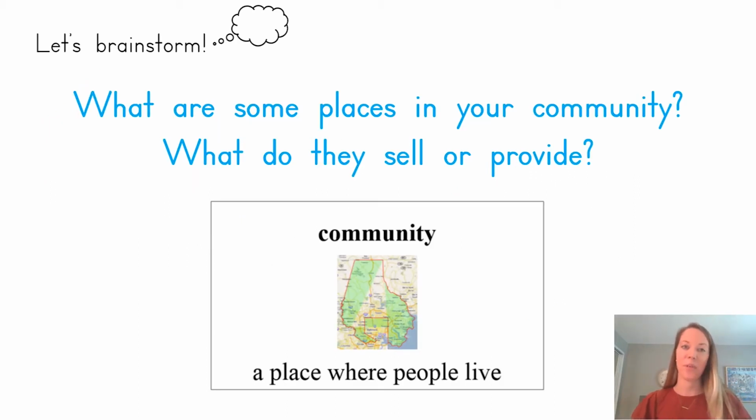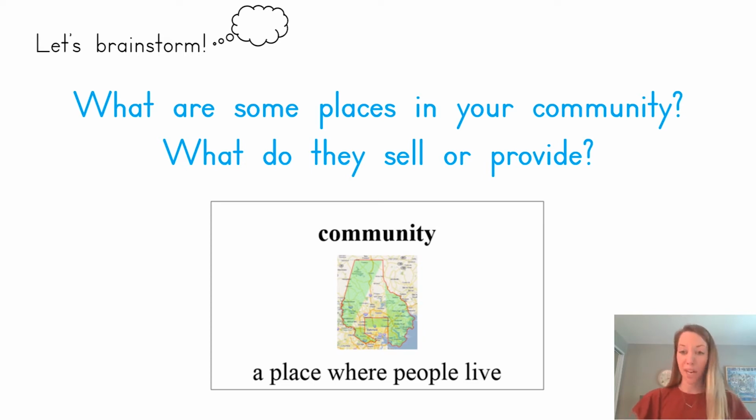So to get started, we are going to brainstorm. I want you to think about these two questions. What are some places in your community, and what do they sell or provide? Now, if you notice, I have that vocabulary card for community right here. So remember that community is a place where people live. This is a picture of Baltimore County because we all live in Baltimore County because we go to Baltimore County Public Schools. But within Baltimore County, there are smaller communities.